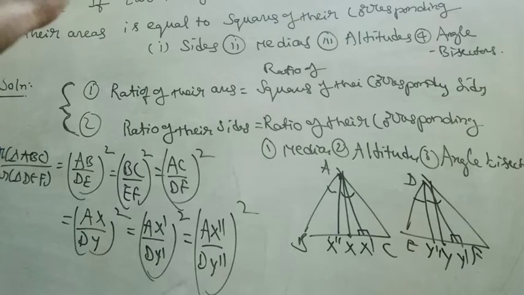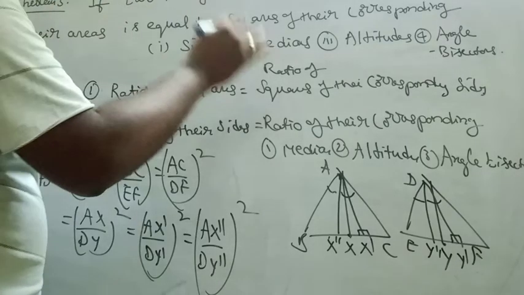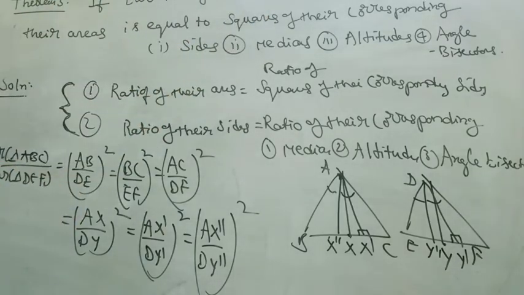Therefore, this third result: if two triangles are similar, then the ratio of their areas is equal to the squares of their corresponding sides, medians, altitudes, and angle bisectors. In this beautiful way, by clubbing the first and second results, we get this. Now let us do certain problems.